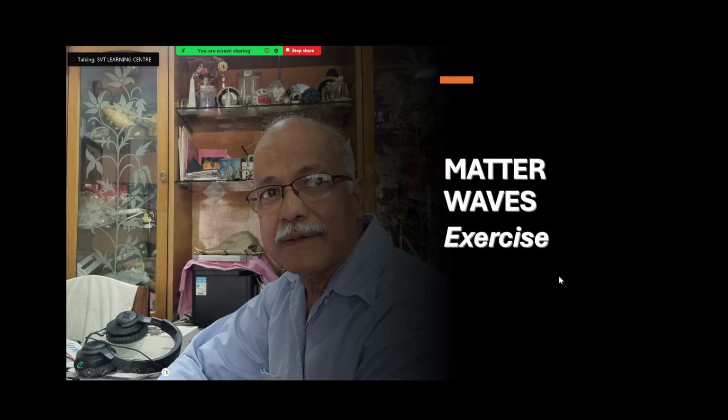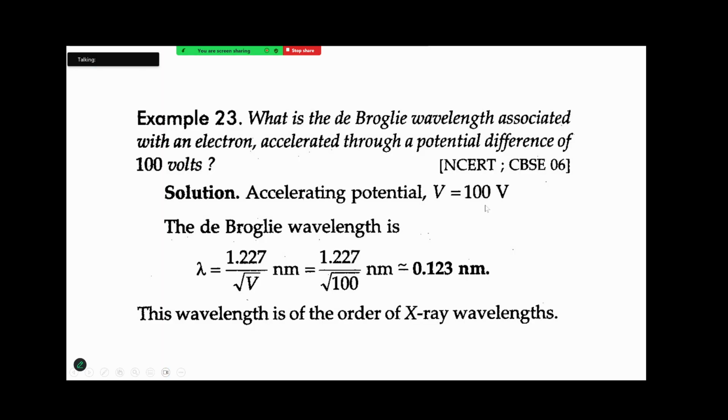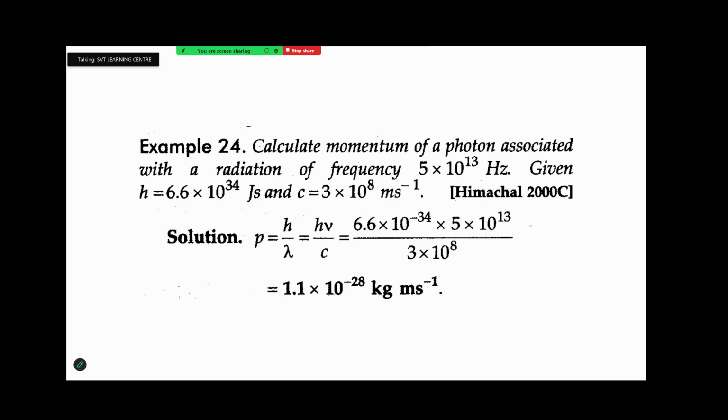Hello friends, once again we meet and this time we are going to look at exercises in matter waves. The first one is almost solved and everything is right. It is a direct formula we are applying, that is, we are given an electron which is accelerated through 100 volts. So you simply put the value of volt and you get the answer. Go to the next one, something very similar.